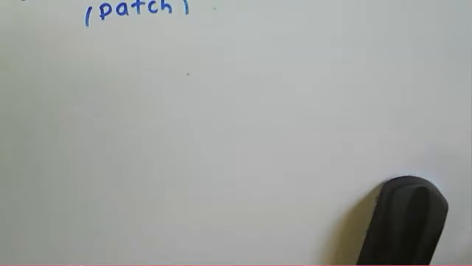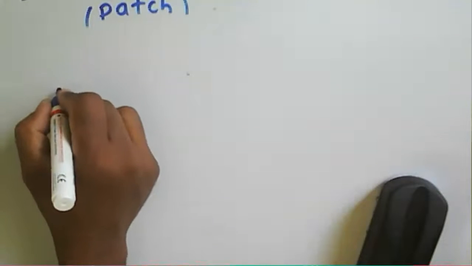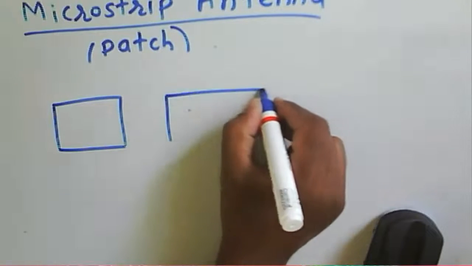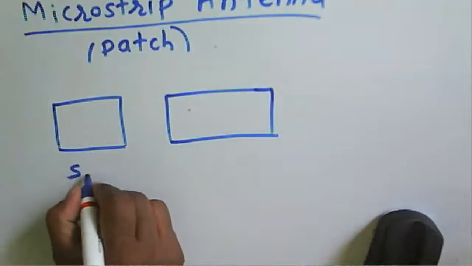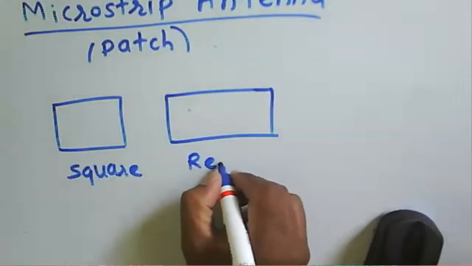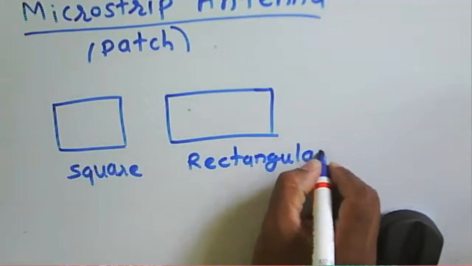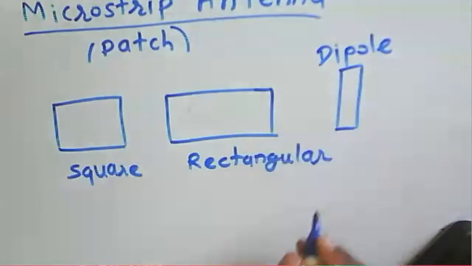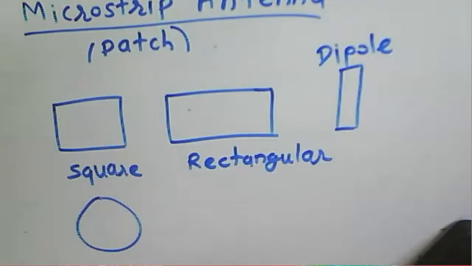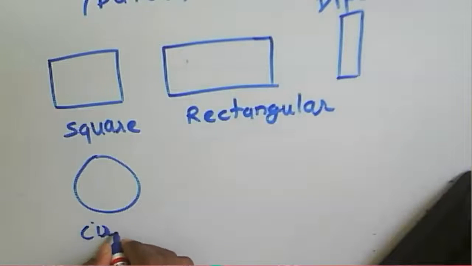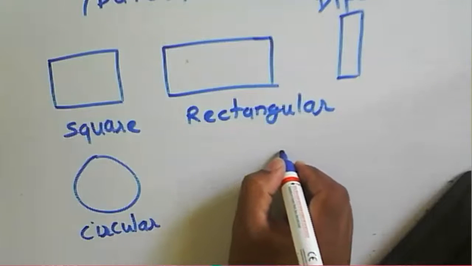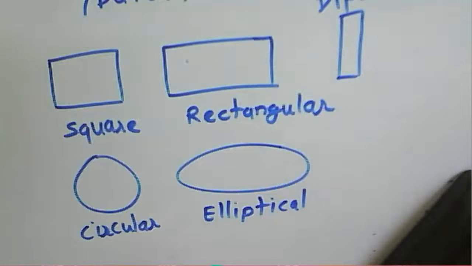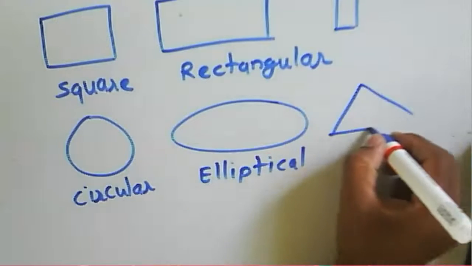Now, what are the various microstrip patches? There are different types of shapes. That is a square shape. Let me try to draw the square properly. This one is a square, then a rectangular one, which acts as a dipole. Then a circular one. Then an elliptical one. Then the shape will be a triangular one.